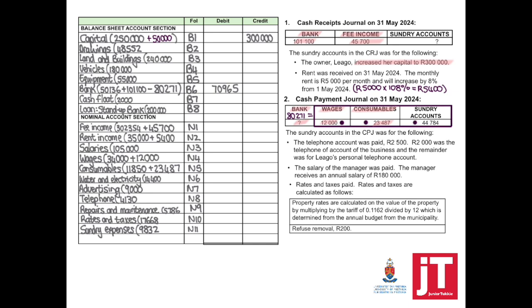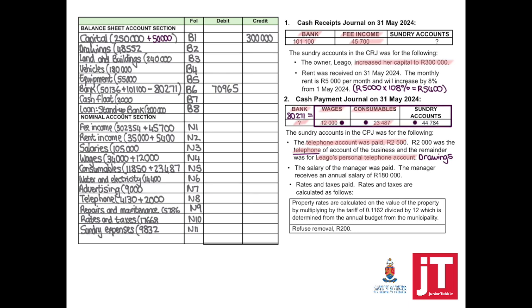The telephone account was paid 2,500. 2,000 was for the telephone account of the business and the remainder was for Liago's personal telephone account. Be careful now. You cannot say my telephone expense was 2,500. Of that, only 2,000 was for the business. The rest was for her personal, the owner's personal use, which means we have to take it to drawings.